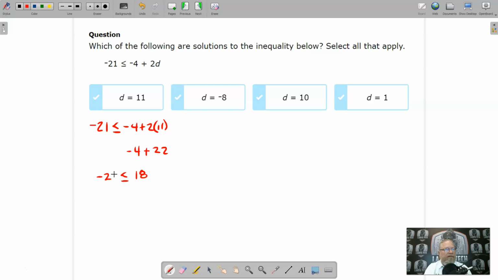And let's bring that to negative 21 now. Is negative 21 less than or equal to 18? Indeed it is, so this is a correct solution. And it does say select all that apply, so let's check them all out.